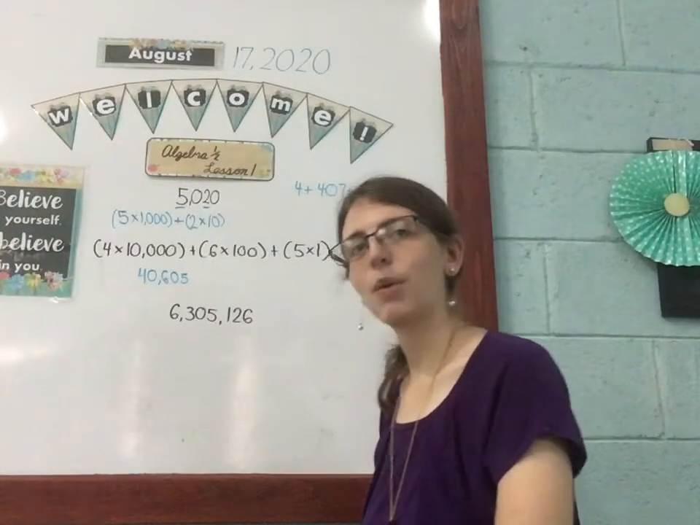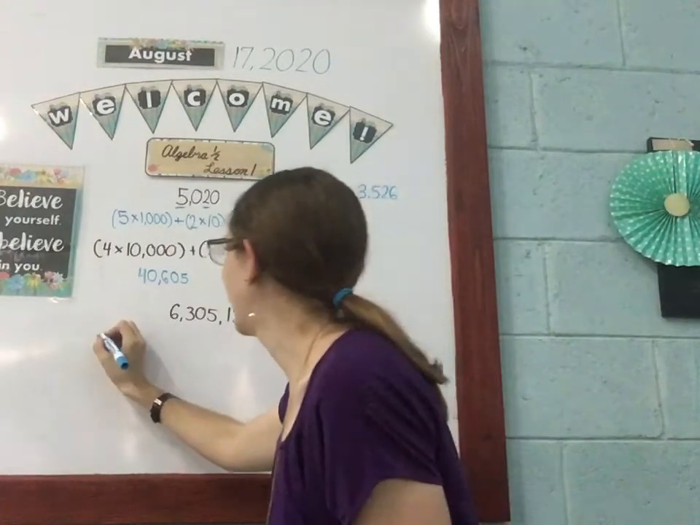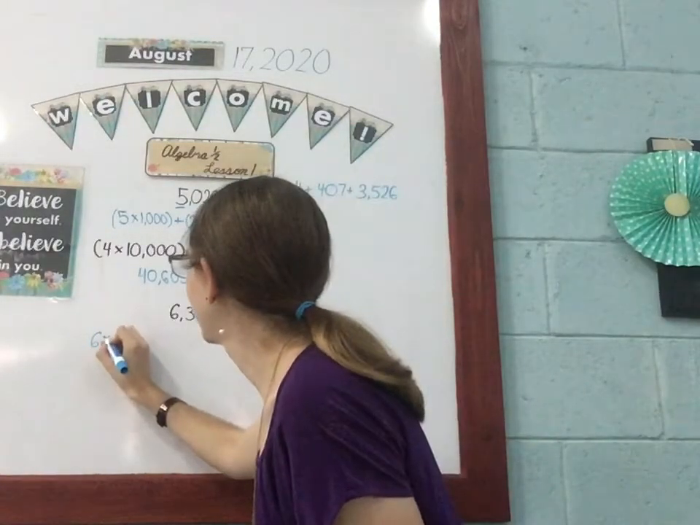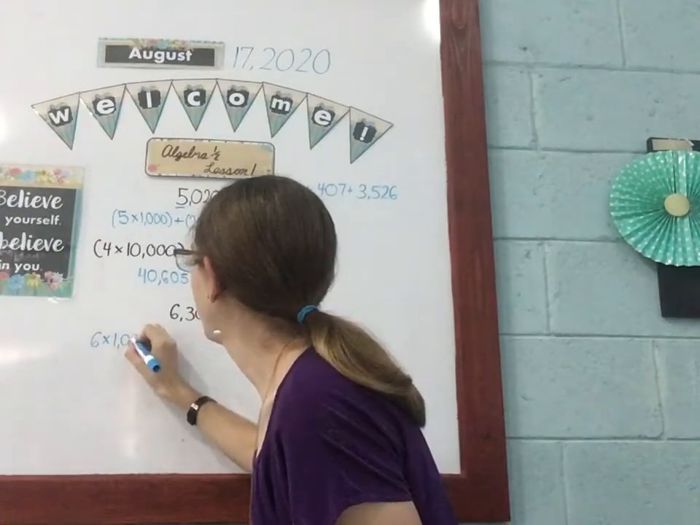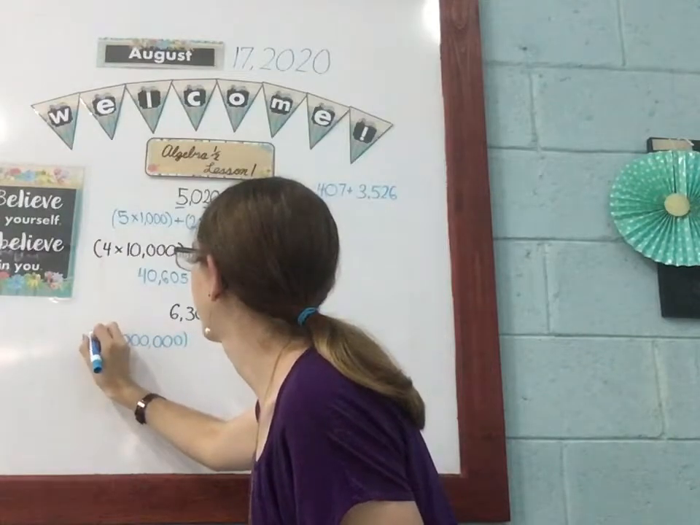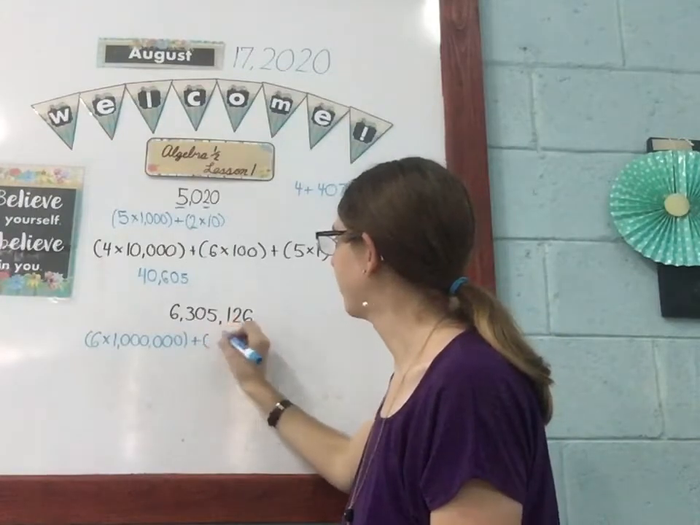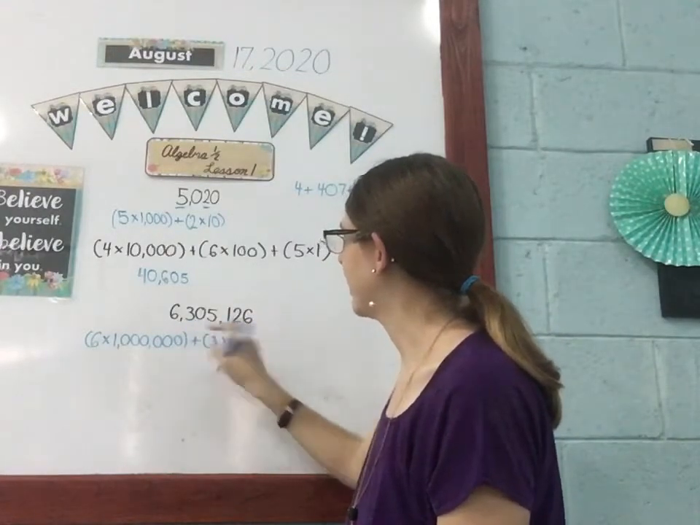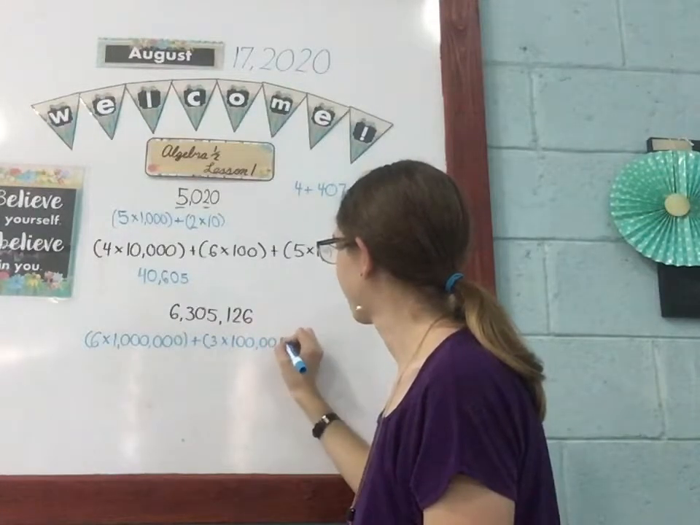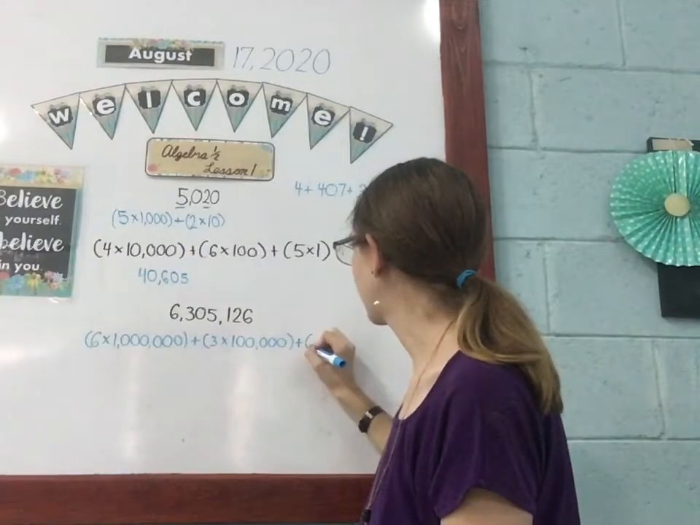6,305,126. If I want to write this in expanded form, I'm going to start on this end with my 6. It's in the millions place. So 6 times 1 million. Close that in parentheses. Plus the next one. My next digit is 3. And it is in the 100,000s place. Close it in parentheses. Add it to my next one.